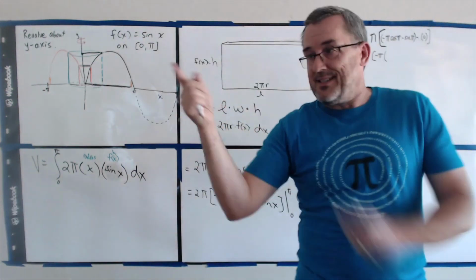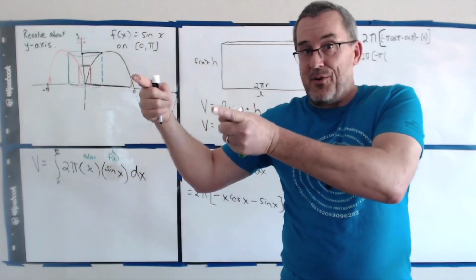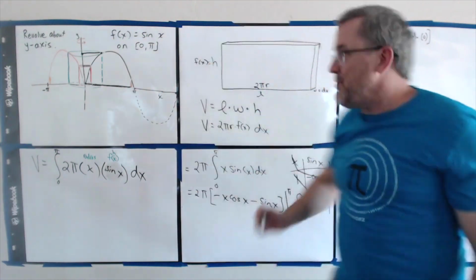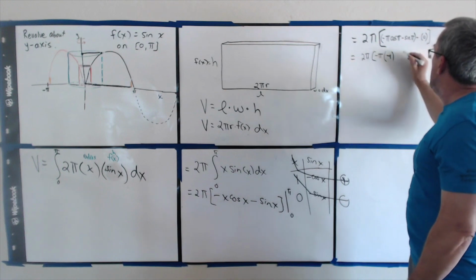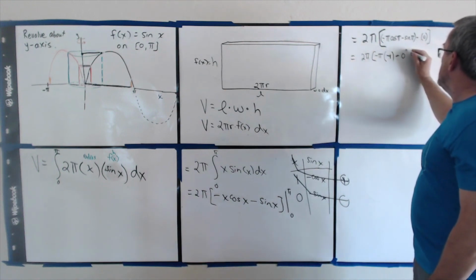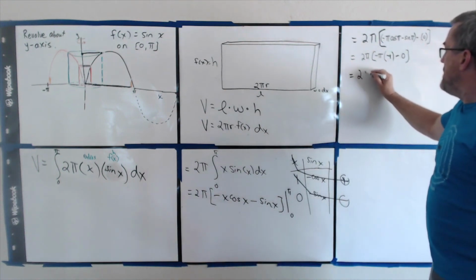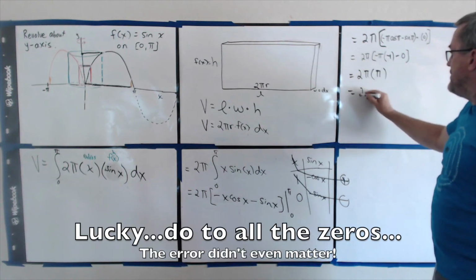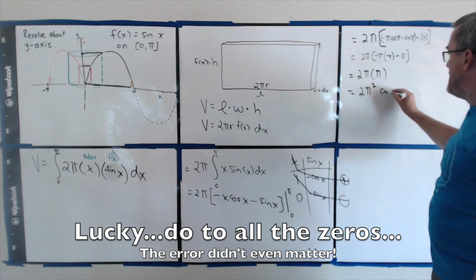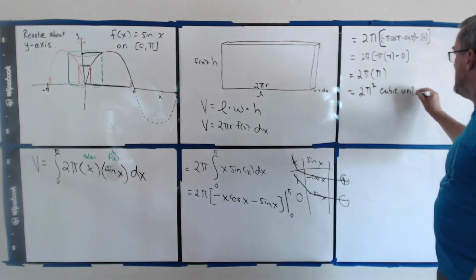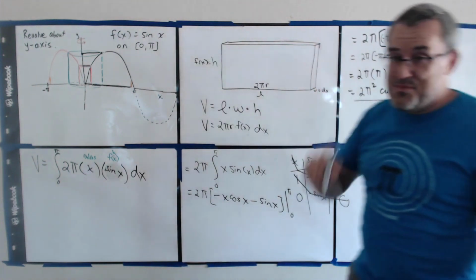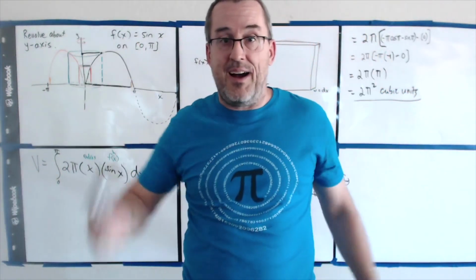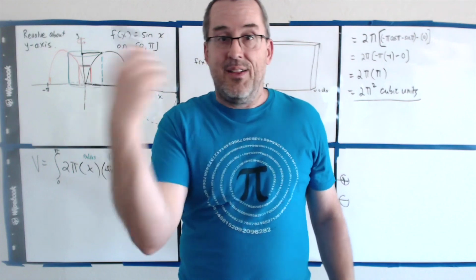Now remember, cosine is that horizontal leg on the right triangle on a unit circle. So if you went over to pi, that horizontal leg would be a negative 1. And then the sine of pi is 0. And so we have 2 pi times pi. We have 2 pi squared cubic units is the volume of that object formed when the sine of x from 0 to pi is revolved around the y-axis.